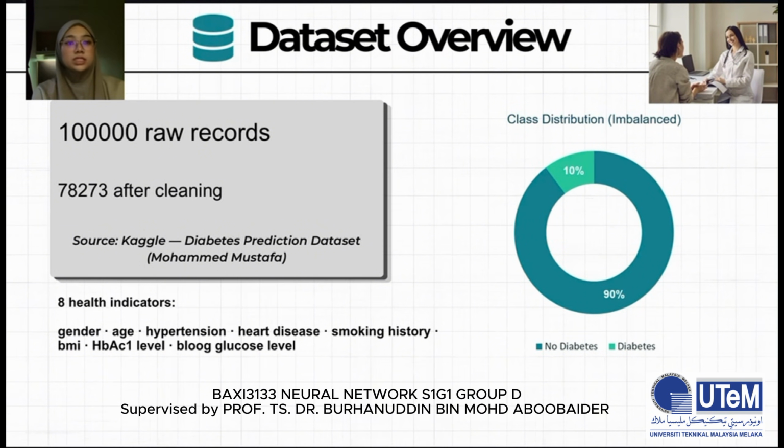As you can see from the chart, we are dealing with a heavily imbalanced class distribution. 90% of the data represent individuals without diabetes, while 10% represent those diagnosed with diabetes. This imbalance is a crucial factor accounted for during modeling.